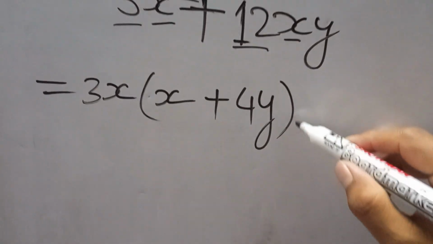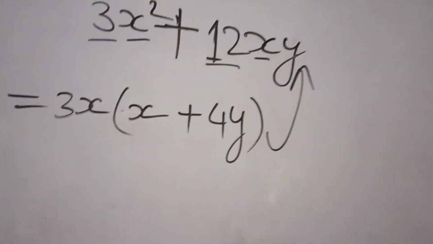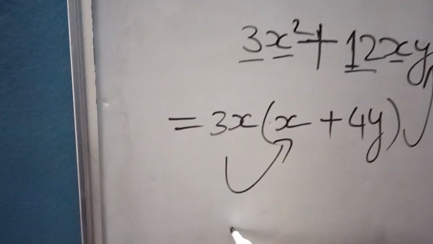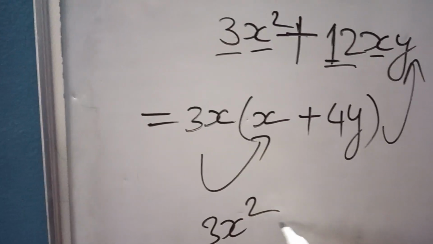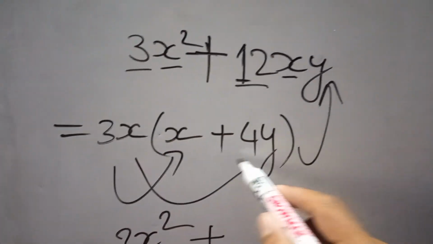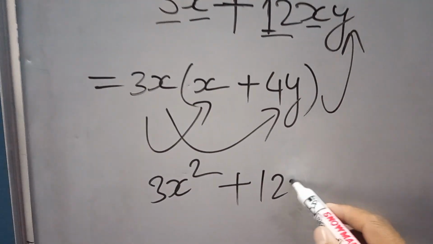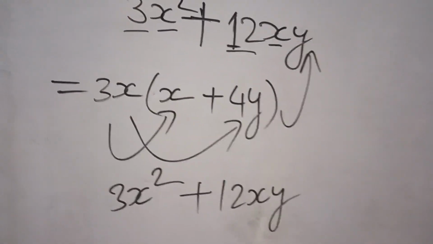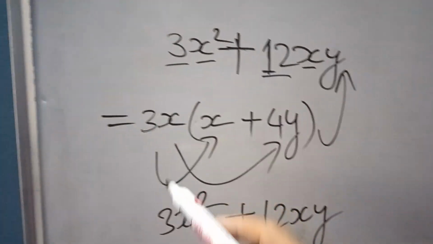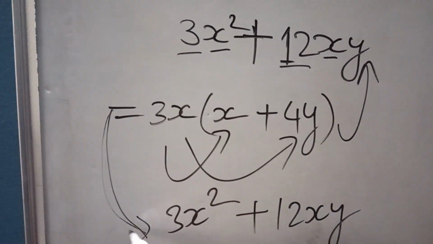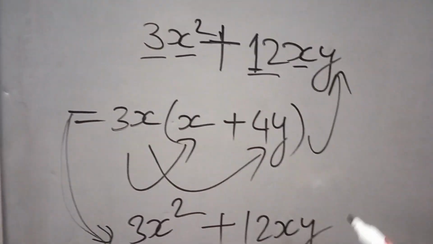You can even check this by following the reverse process. The reverse process is 3x times x, 3x square, plus 3x times 4y, 3 times 4 is 12, xy. So this is called expansion. This reverse process of checking our answer is called expansion.